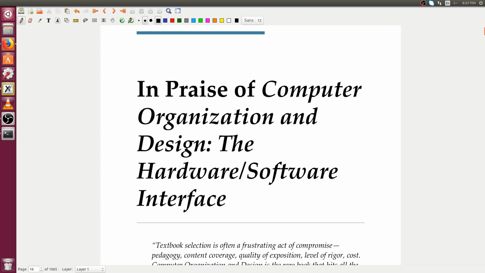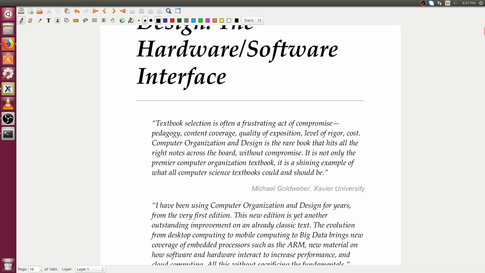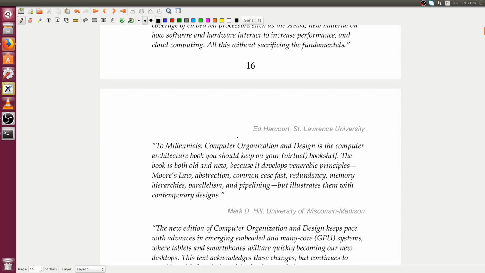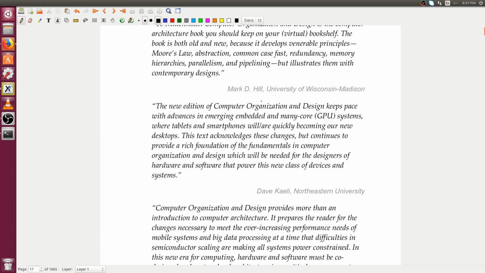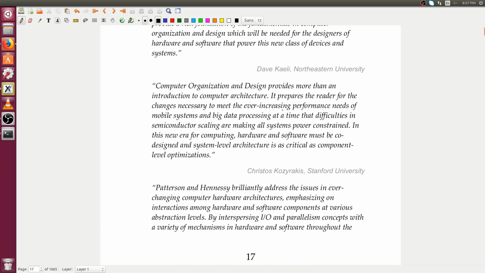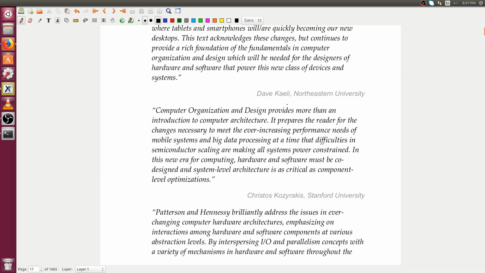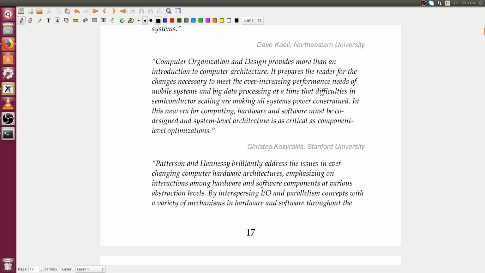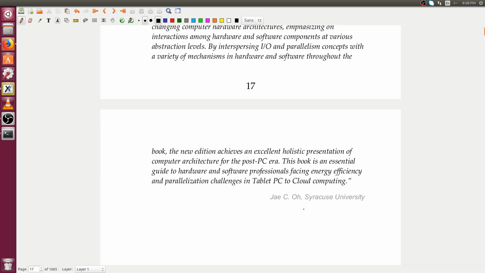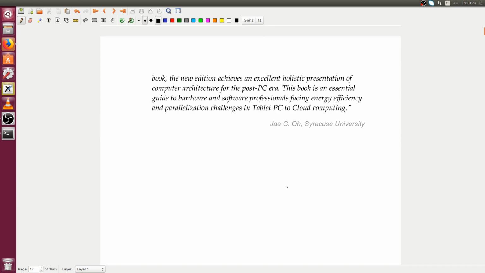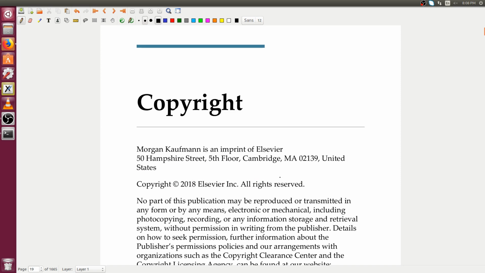All right. So let's see. In praise of computer organization and design, I don't care. Some guy from Xavier, some guy from St. Lawrence. Mark Hill. This guy's a big guy. We'll probably read some papers from him on this stream. Mark Hill's a big guy from Wisconsin-Madison. I probably should know some of these other guys from Northeastern. Dave Kaeli, I'm unfamiliar with his work. Same thing with Christos Kozyrakis, something like that. Guy from Syracuse. Not sure. Mark Hill's the only person that I really know.